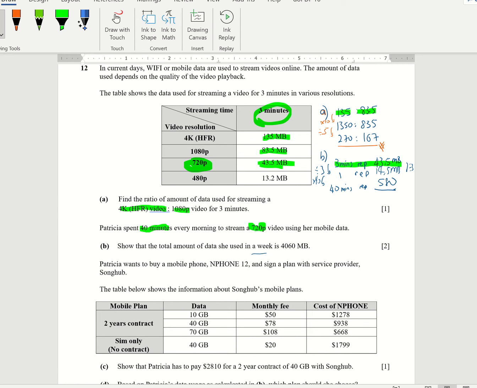But it says in a week, so in a week means there are 7 days, so the amount of data needed will be 580 multiplied by 7, so this is 4060 megabyte. Now let's look at part C.